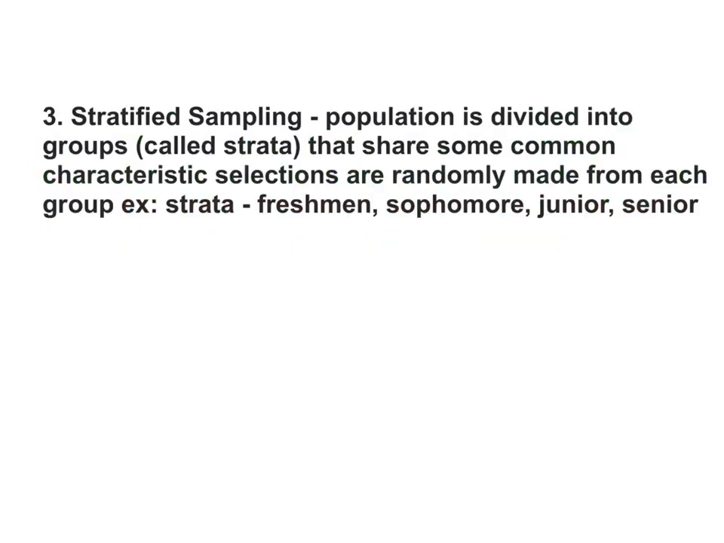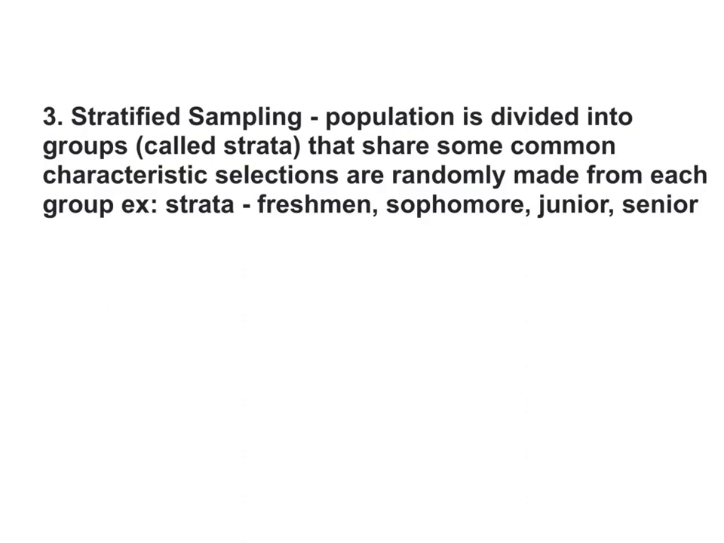Third type of sampling technique is called stratified sampling. And what happens is the population is divided into subgroups. So again, if I stuck with the idea of the students at Bishop Verot, what might be some fairly obvious subgroups in terms of Bishop Verot students?